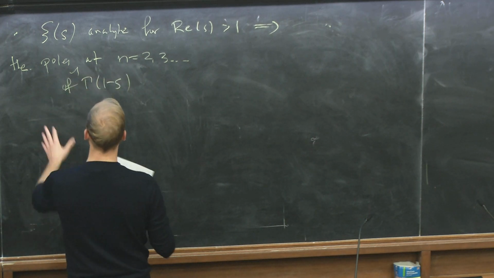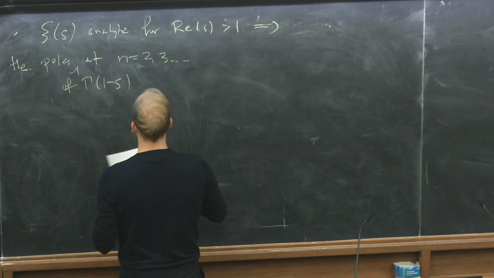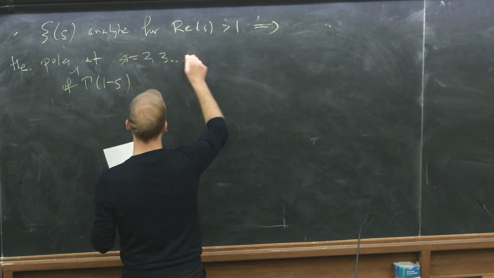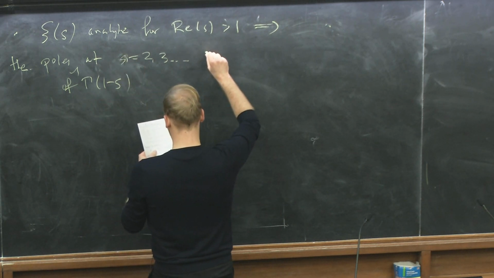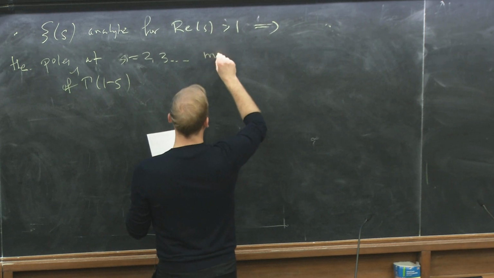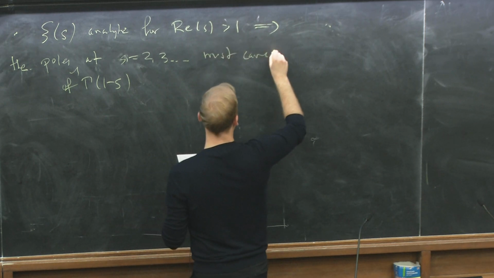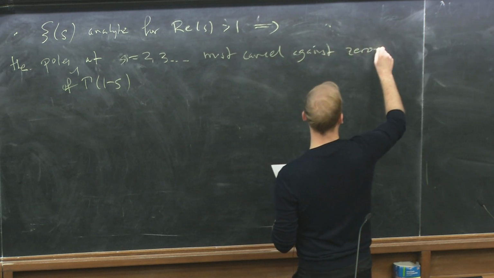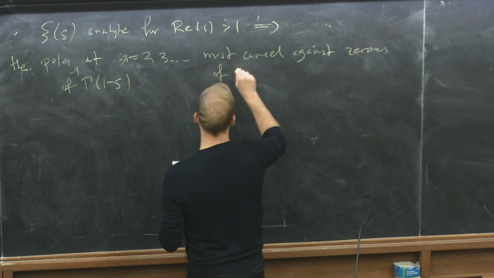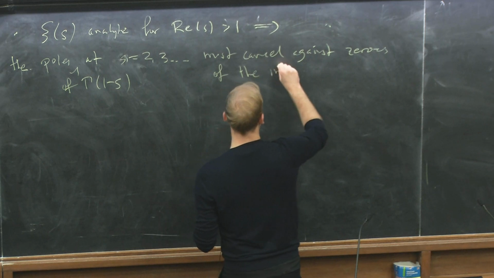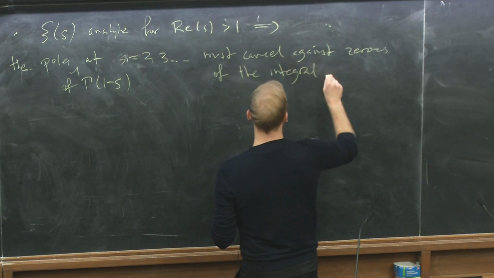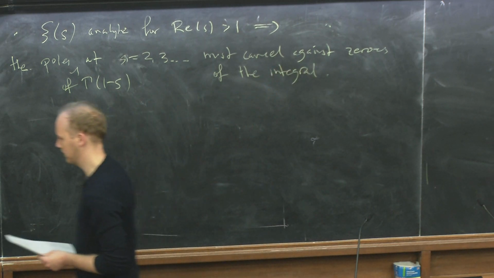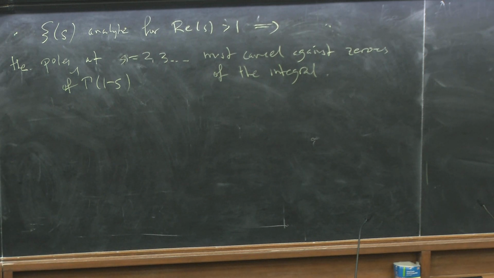So the poles of gamma of 1 minus s at s equals 2, 3, and so on, must cancel against zeros of the integral part. So of this integral over this curve C, which I said was entire. I just made this claim, right? It's possible to prove.